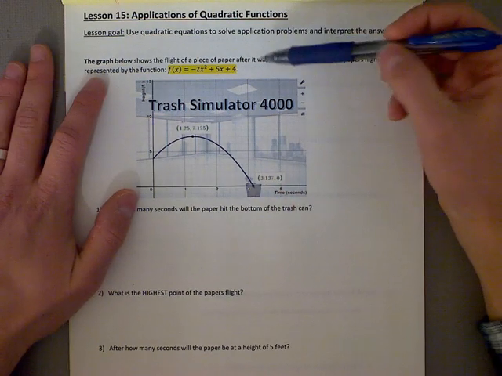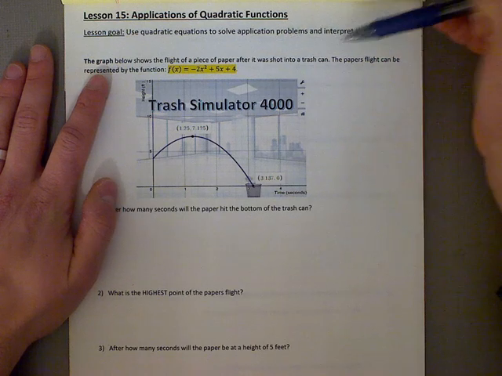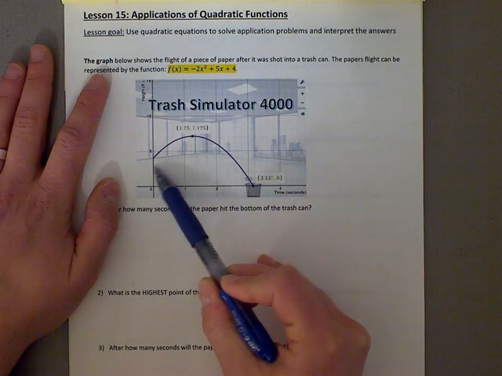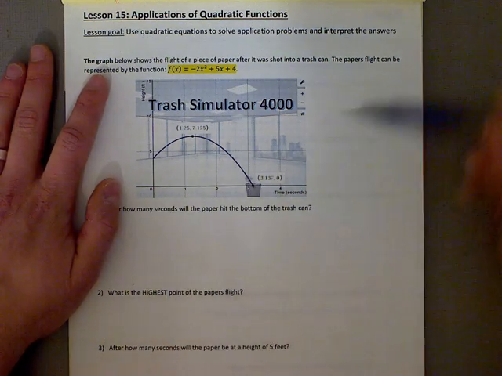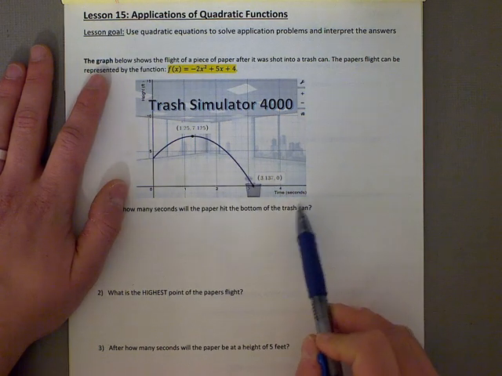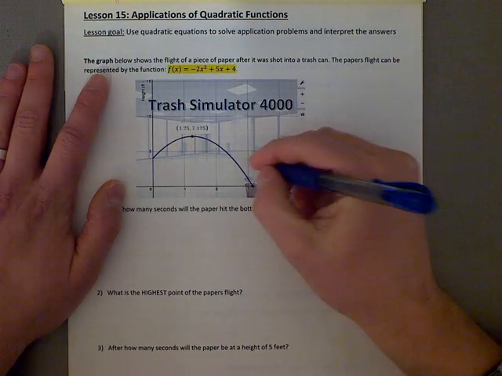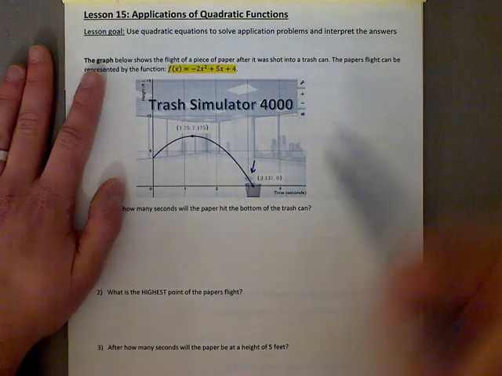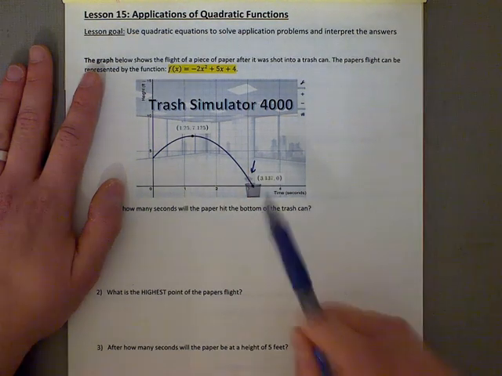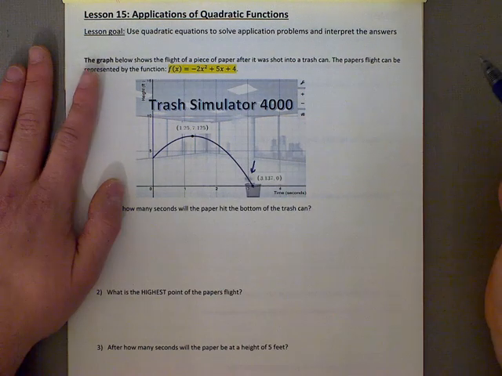You have a graph that shows the flight of a piece of paper after it was shot into a trash can. So here's the graph and the x and y axis. The x-axis represents the time the paper has been in the air, and the y-axis represents the height. A little bit hard to see on this paper, but here's the crumpled up piece of paper, and here's the trash can with the bottom of it on the x-axis.